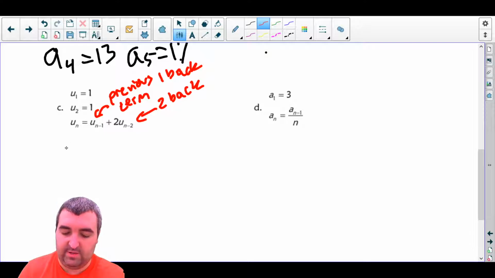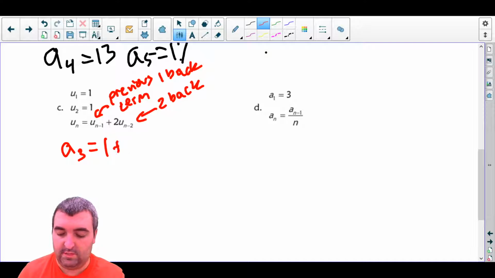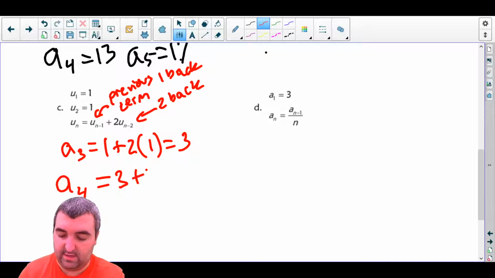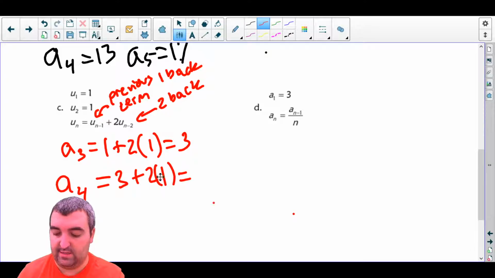So I'm doing a sub 3 because that's my next term. I would do a sub 2 for, sorry, I wrote the wrong thing, would be 1 plus 2 times the first term, which would be 1 as well. So then I get 3. A sub 4 would be previous term, so 3, and then 2 back, which would then be 1. So I would then get 2 times 1 plus 3, which is 5.